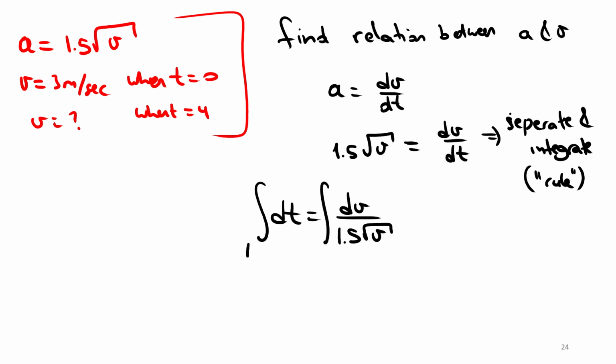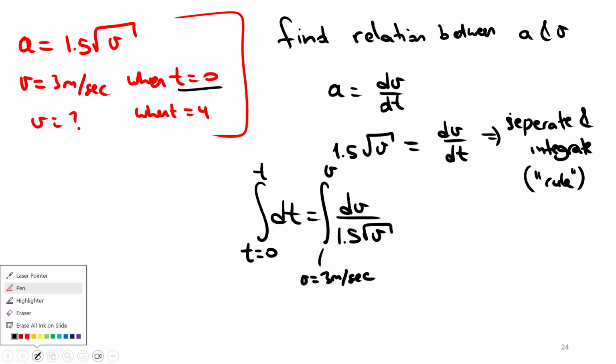Integration limits will be: when the time is 0, the question says the velocity is 3 meters per second. Then when the time is t, the velocity is v. This is just general. If the upper bound of the integral is arbitrary, both sides are arbitrary. Okay, and to integrate the second part, let's do that.